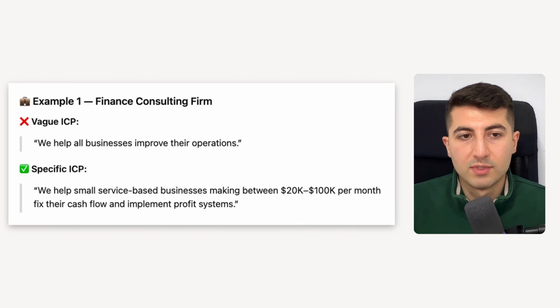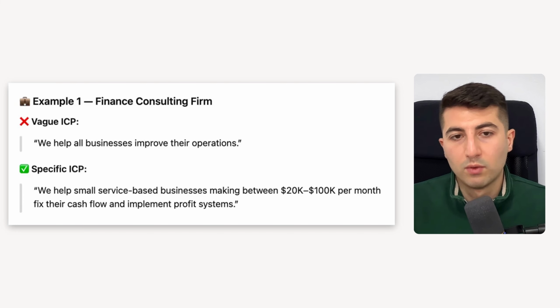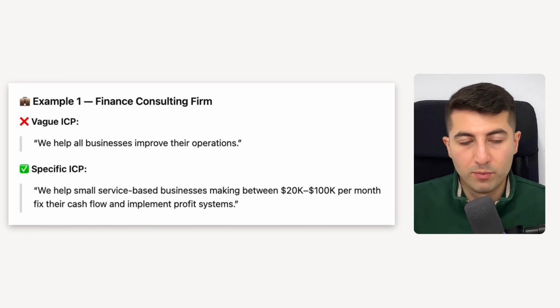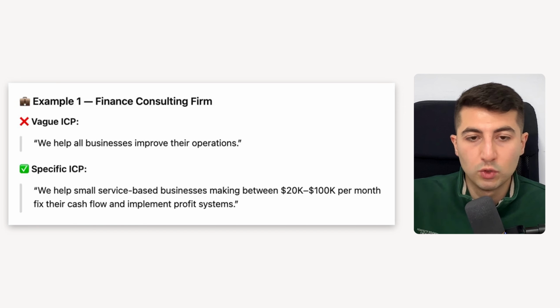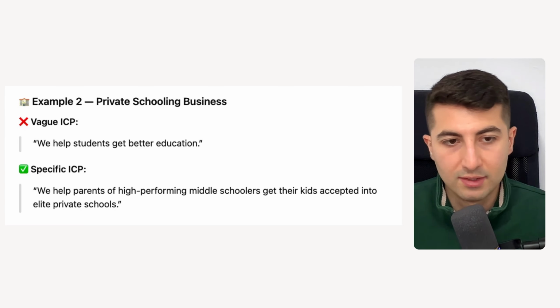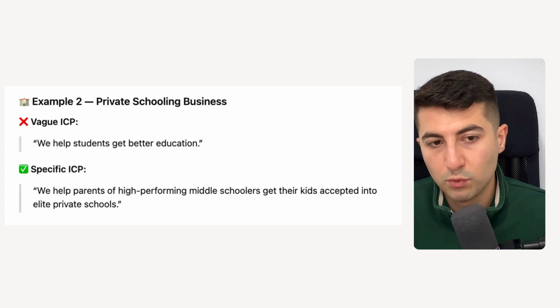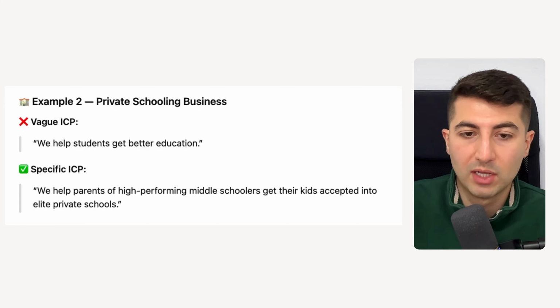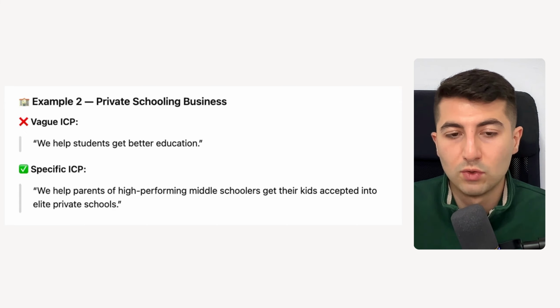So here are 3 examples to let you understand this better. Example number 1 is going to be a finance consulting firm. A vague ICP would be, we help all businesses improve their operations. A specific ICP would be, we help small service-based businesses between 20 to 100K per month fix their cash flow and implement profit systems. Example number 2 is going to be for a private schooling business. A vague ICP would be, we help students with better education. A specific ICP would be, we help parents of high-performing middle schoolers get their kids accepted into elite private schools.